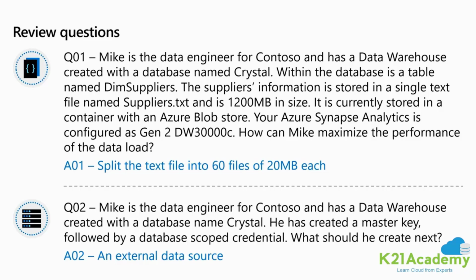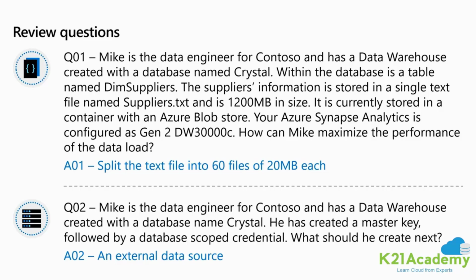Mike is the data engineer for Contoso, and there is a data warehouse called Crystal. There is a table over there, and there is a file called supply.txt, which is 1200 MB in size, and it is stored in a blob storage. And Azure Synapse is having a data warehouse using 30,000. How can Mike maximize the performance of data load?